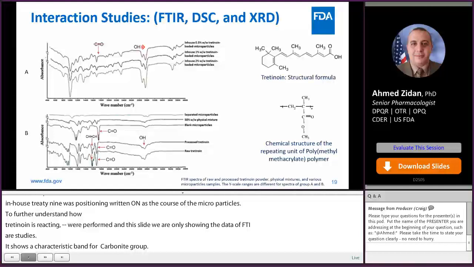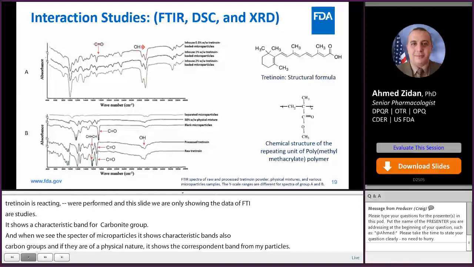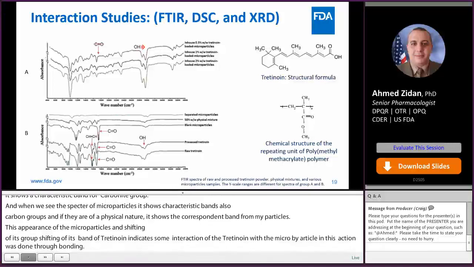On the other hand, disappearance of the carbonyl group of the microparticle and shifting of the hydroxyl band of tretinoin indicates a molecular interaction of tretinoin with the polymeric matrix of the microparticle, and this interaction was done through hydrogen bonding. This interaction may also indicate that molecular dispersion of tretinoin is evident throughout the specific surface area of the microparticle. Therefore, the specific surface area is considered one of the critical Q3 characteristics of the microparticles and the drug product.